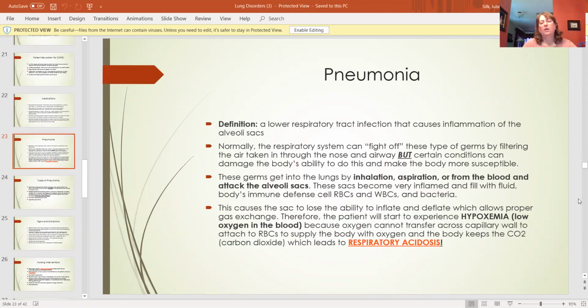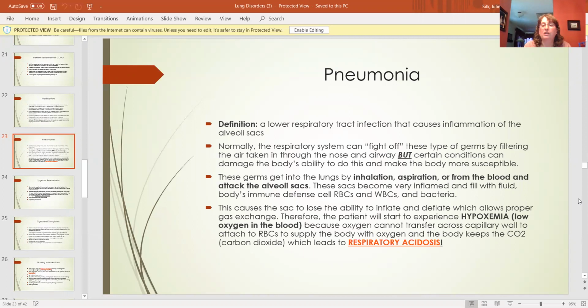There we go. So basically, pneumonia is a lower respiratory tract infection that is caused by inflammation of those alveolar sacs in your lungs. Normally, your respiratory system can fight off different germs by filtering the air that's taken in through the nose. You have all those little cilia that filter all of that. But sometimes certain things get through, and no matter what you do, you just end up getting sick. So these germs will then go into the lungs by inhalation or aspiration even. Or sometimes from a blood infection that just attacks the alveolar sacs.